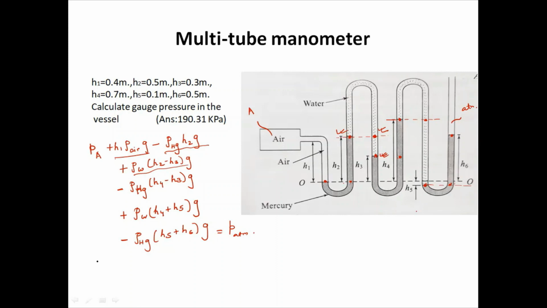After that, if you are asked to find out PA minus P atmosphere, the H1 rho A term actually will be cancelled out, because the density of air is much less than the density of Hg and the density of water. That's why this term will be negligible. The remaining terms H1, H2, H3, all values are given to you. If you put them here, you will get back this equation, PA minus PB, in terms of kilopascal, 190.31 kilopascal.